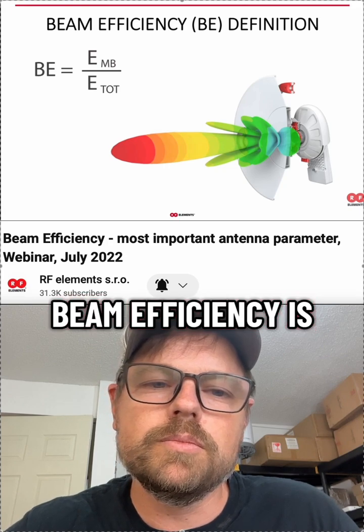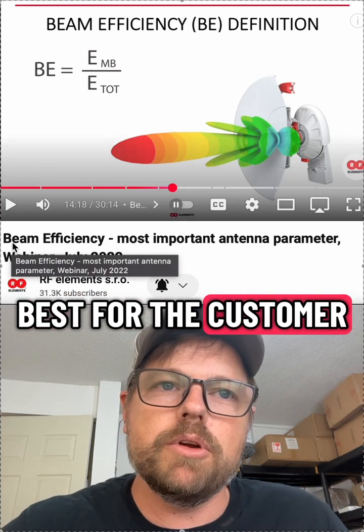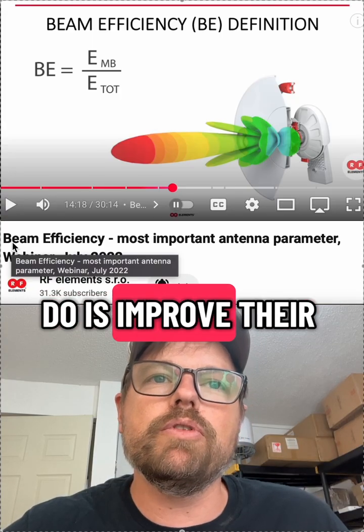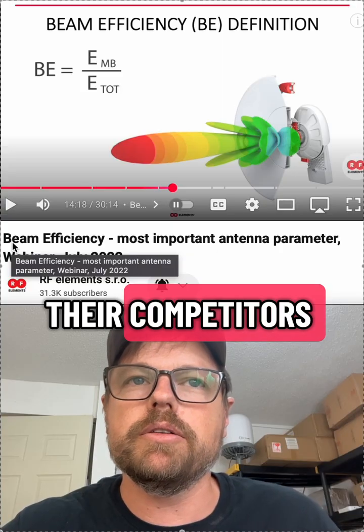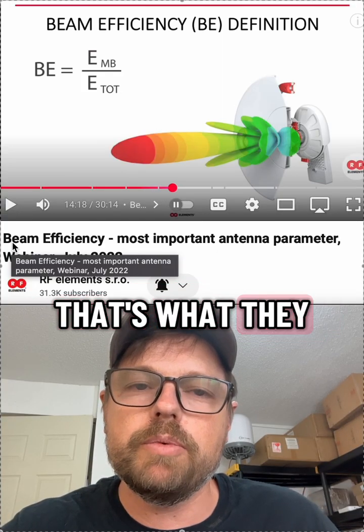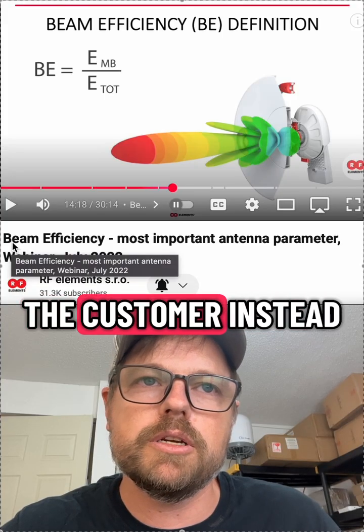Beam efficiency is a ratio of the energy. So if they were interested in doing what was best for the customer, what they would do is improve their antenna parameters to be better than their competitors' antenna parameters. That's what they would do if they were interested in doing what's best for the customer.